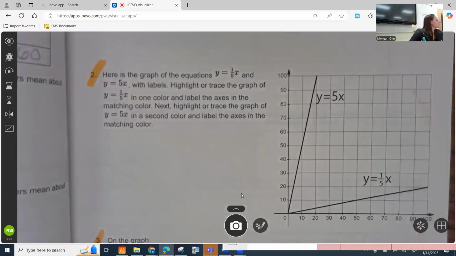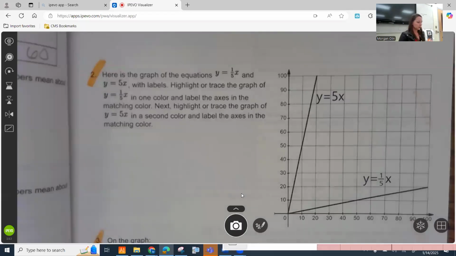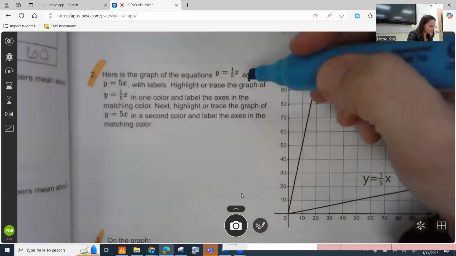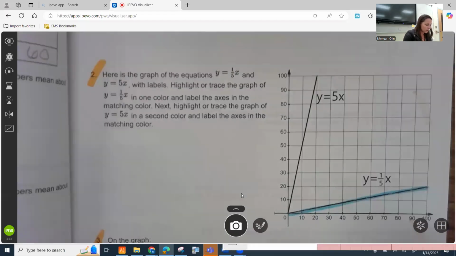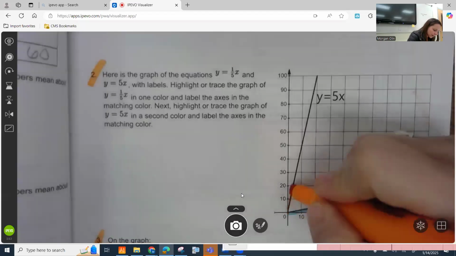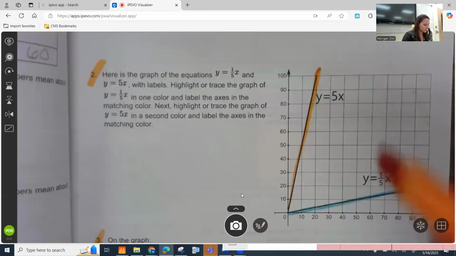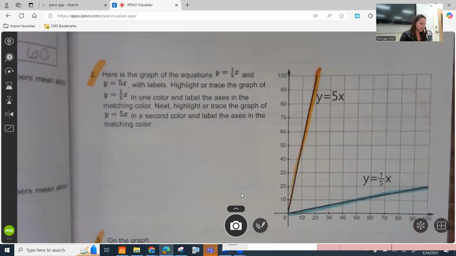Okay, so let's do this. Let me draw some colors. Okay, so highlight or trace the graph of 1/5 x in one color. Okay, and then the next trace graph, all right, that in another color. Okay, and label the axis in the matching color.